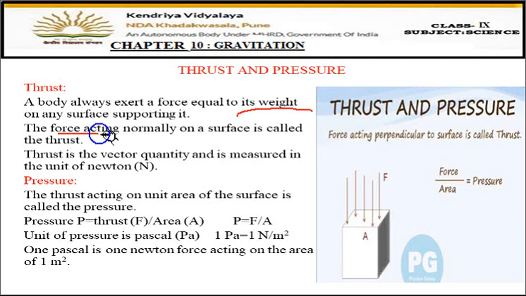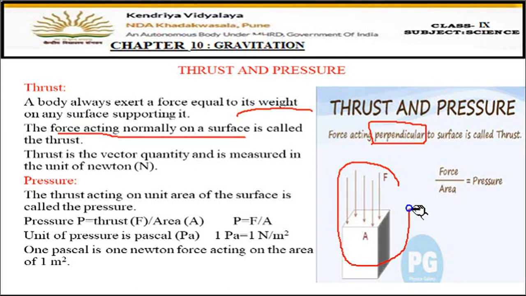Now the force which is acting normally on a surface, meaning perpendicularly. Here you can see the force acting perpendicular to the surface. In the diagram it's very clear. Suppose A is the surface and on this a force is acting in the perpendicular direction. This force is called thrust. Fine. So what is thrust? Thrust is the force which is acting on a surface in the perpendicular direction. Normal means at 90 degrees. So that force is called thrust.